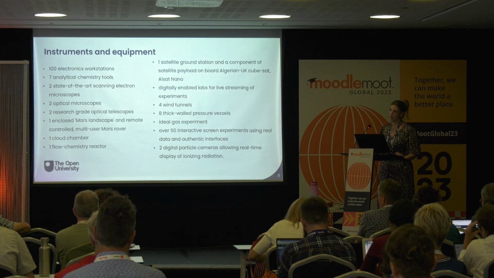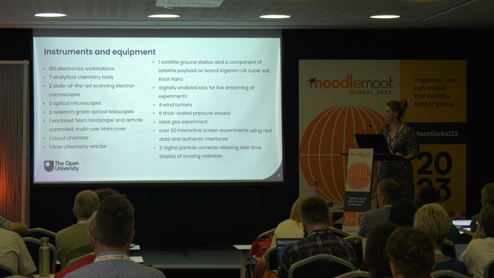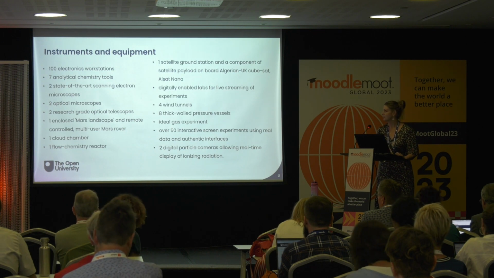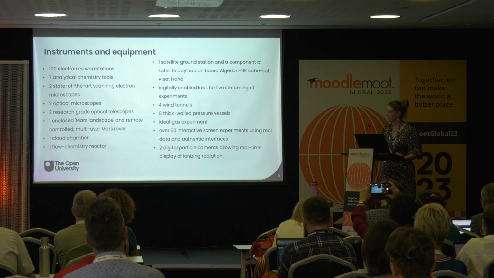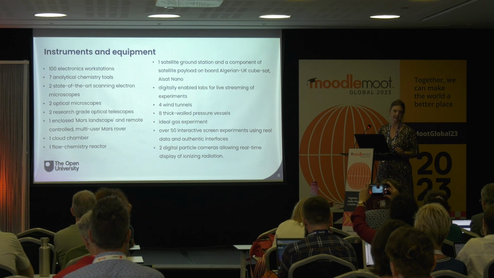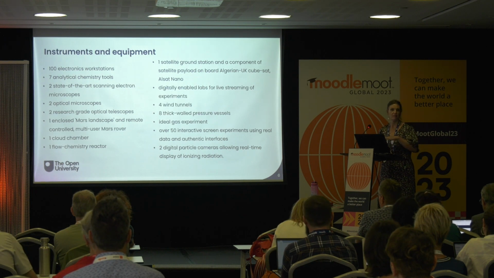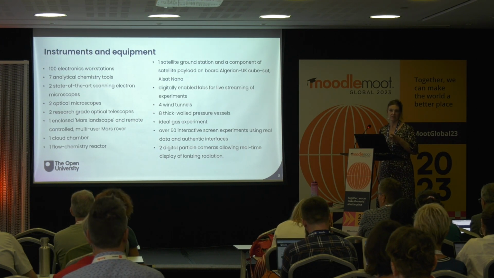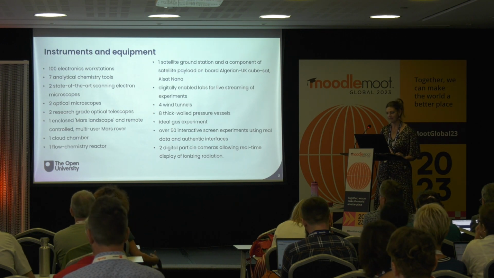So this is a list of all the equipment and kit that our students can connect to, depending on what courses they're studying. And as I said, some equipment and pieces of kit are available to other students as well. Just to call out there, we do have a Mars landscape on campus, which is essentially a big shed full of sand that's mapped out to look like a Mars landscape. Students can work collaboratively to navigate a mini Mars rover across the landscape to support one of their assessments.